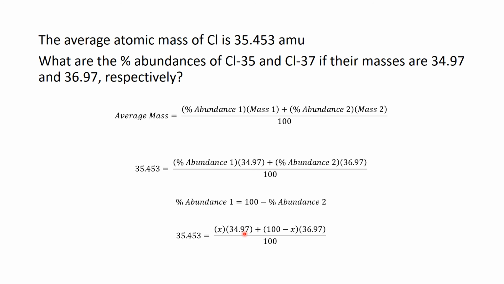And then do the algebra, I should get that x is equal to 75.85% chlorine 35, and then 100 minus x is 24.15% chlorine 37. So, I did not do the algebra purposefully. I would like each of you to attempt to do this problem and attempt to solve for x, and just make sure that you understand how I'm getting 75.85% chlorine 35 and 24.15% chlorine 37.